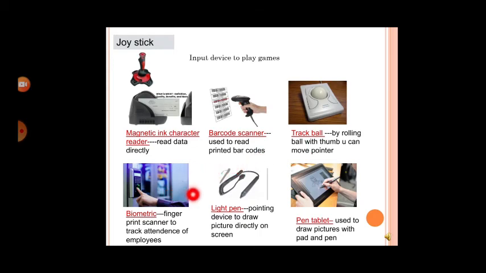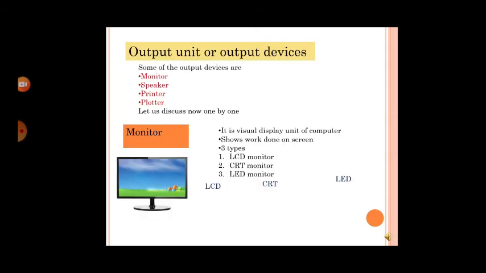Then biometric, it's a fingerprint scanner to track the attendance of the employees. So it's an input device just to keep track of the employee, when he has logged in and when he has logged out of the company. Next, light pen, it's a pointing device to draw pictures directly on the screen, that is on the monitor. Next is the pen tablet, used to draw pictures with the pad and the pen.